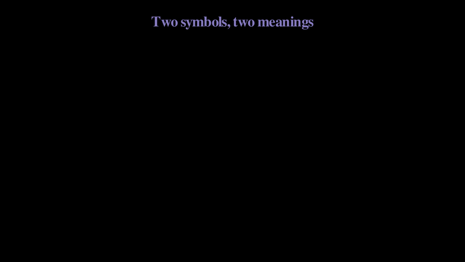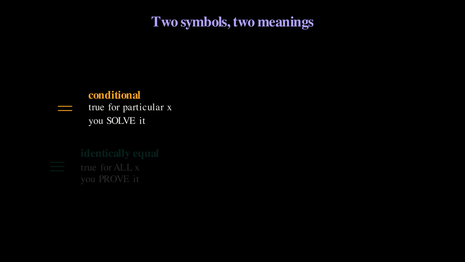The plain equal sign is conditional. It's a claim that holds only for particular values of x. Your job is to solve and find them. The identity sign, that three-bar symbol, means identically equal. The two sides are the same expression, true for every single x. You don't solve an identity. You prove it. Here's the picture.